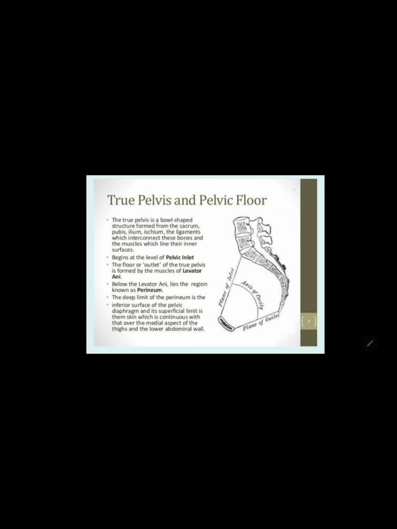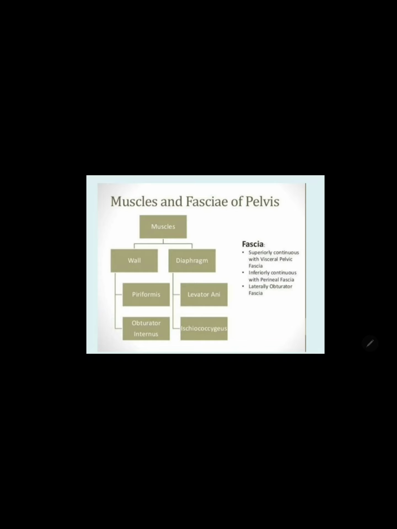The true pelvis is a sink-shaped or basin-shaped structure formed from the sacrum, pubis, ilium and ischium, and ligaments around that. It extends between the pelvic inlet and pelvic outlet. The area below the pelvic outlet is called the perineum, and the area between the inlet and outlet is called the true pelvis.